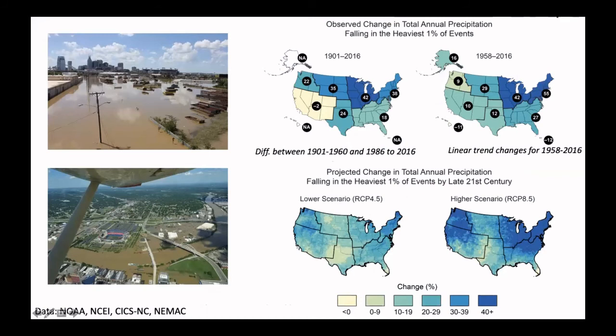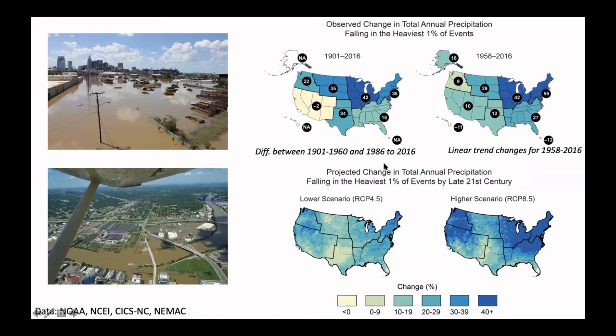We can look at extreme precipitation. So here what you've got is the observed change in total annual precipitation that falls in the heaviest 1% of events. So here we've got the difference between, this is the present change that we've been looking at, the early part of the 20th century and the late part of the 20th century, early 21st. And so we see an increase of about 18% in these extreme precipitation events in our Southeast region.